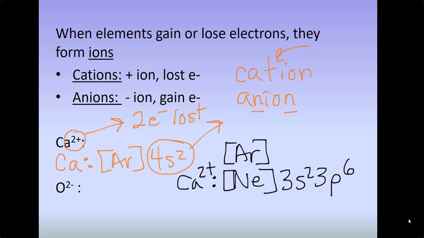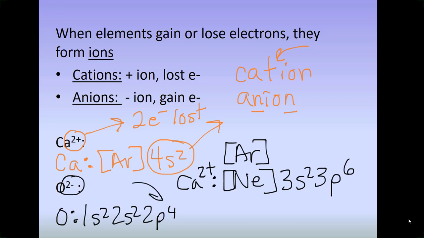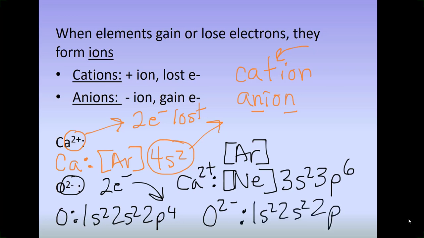All right, let's look at oxygen ion or oxide ion. Let's compare it to just the atom, 1s2, 2s2, 2p4. I have a -2. What does that mean? That means 2 electrons are coming in, and I'm just going to tack them right there at the end of that atom electron configuration. So oxide ion would be 1s2, 2s2, 2p6.